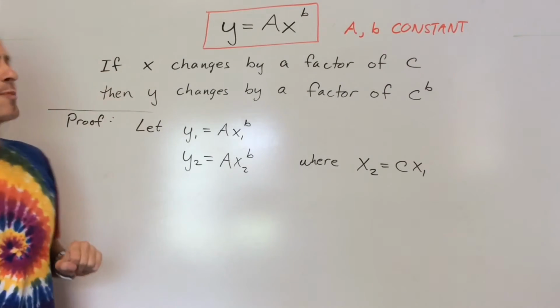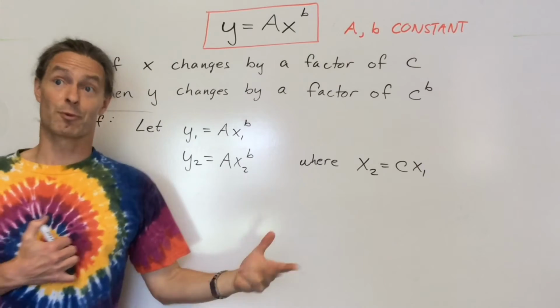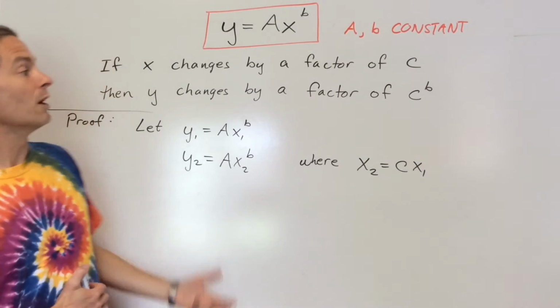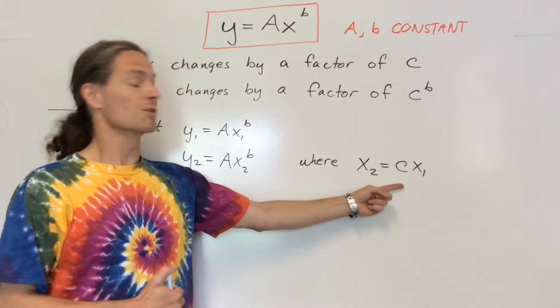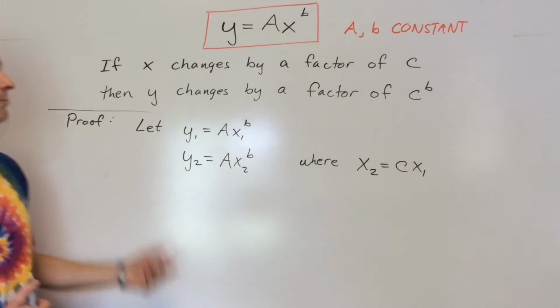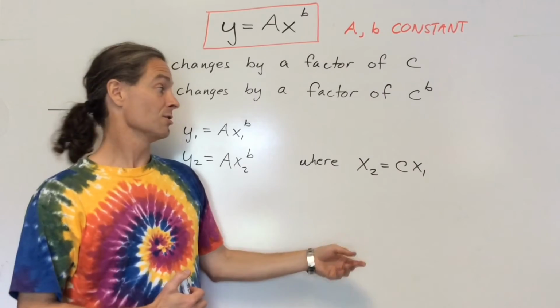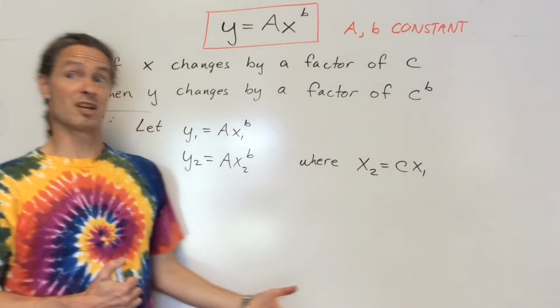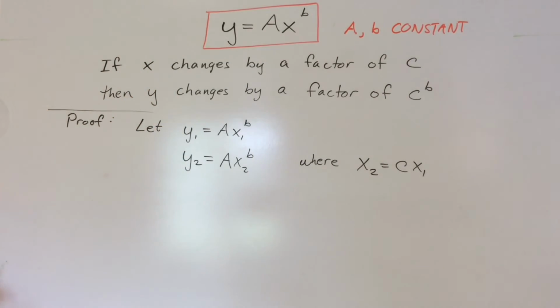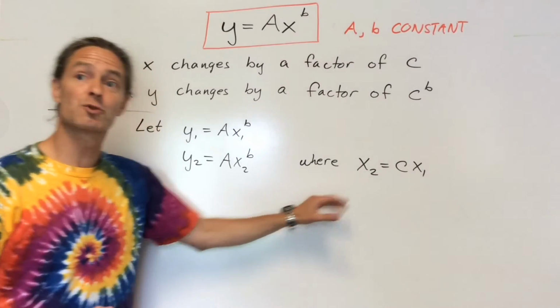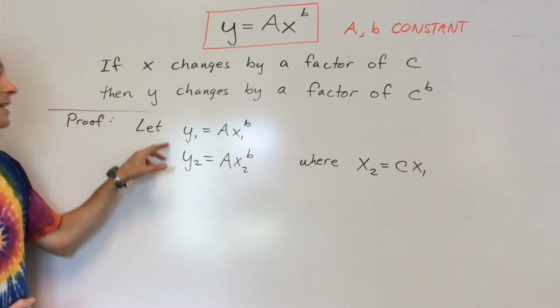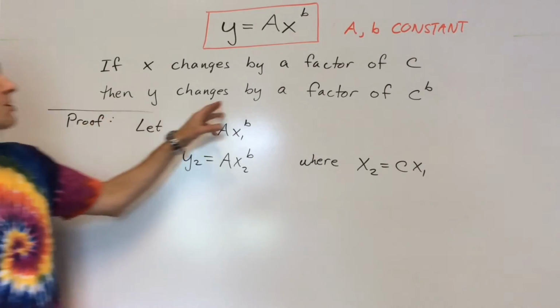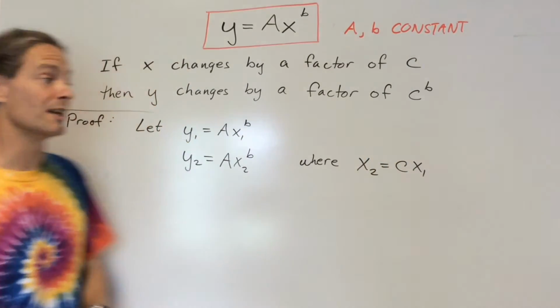Okay, now let's get into proving this statement. If x changes by a factor of c, say from going to case 1 to case 2, well, we could write that quantitatively as x2 equals c times x1. From case 1 to case 2, x has changed by a factor of c. Great. So let's work out what this would mean for y. How would y2 relate to y1 so we could deduce or prove the second line here?